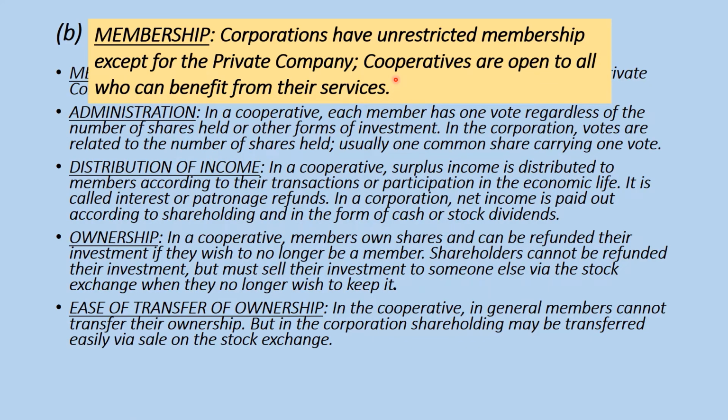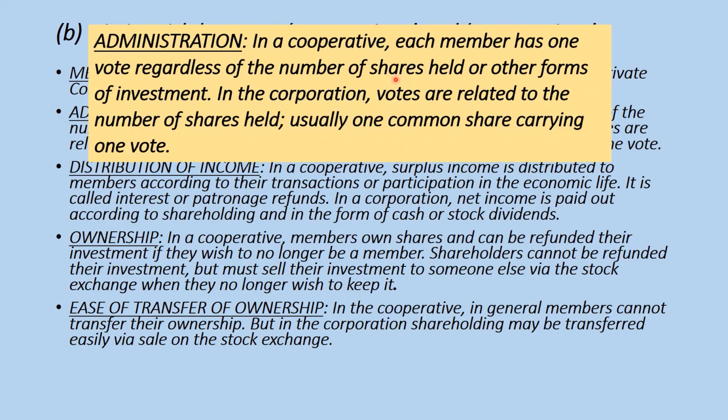Next, we have administration. In a cooperative, each member has one vote regardless of the number of shares held or other forms of investment in the cooperative. In the corporation, votes are related to the number of shares held, usually one common share carrying one vote. So cooperatives have one man, one vote. Corporation, one share, one vote.